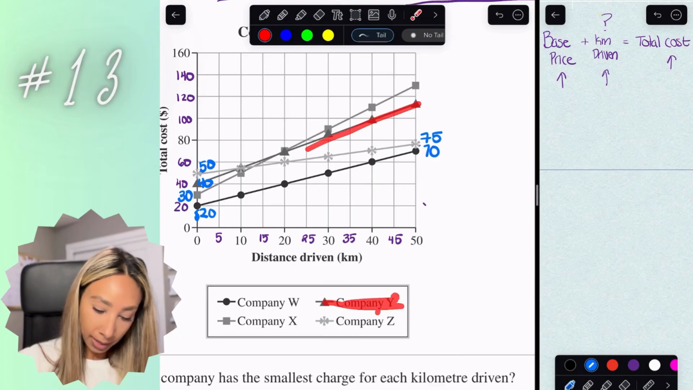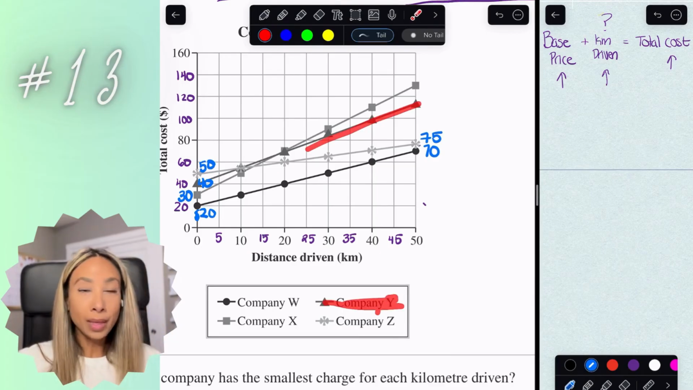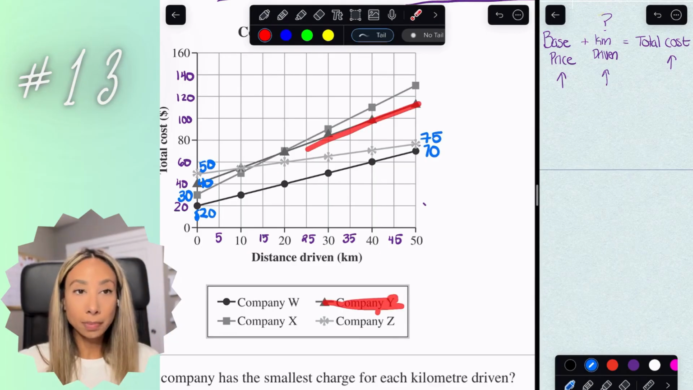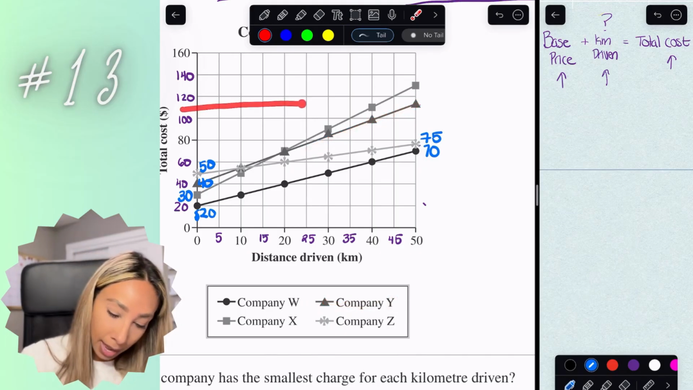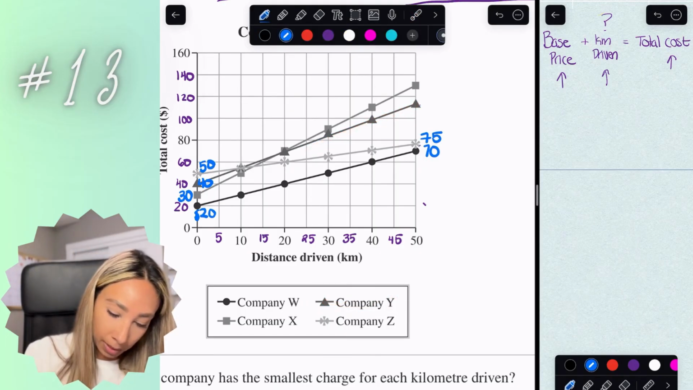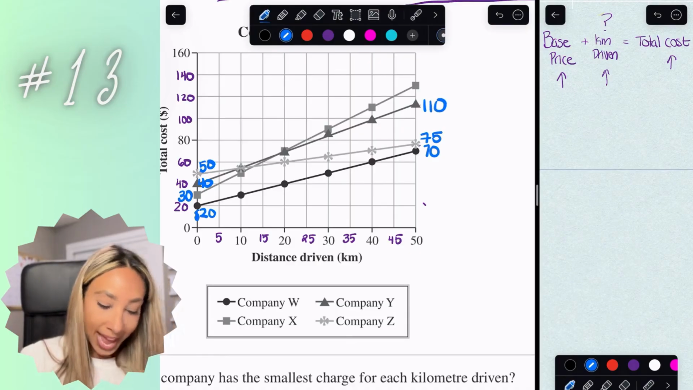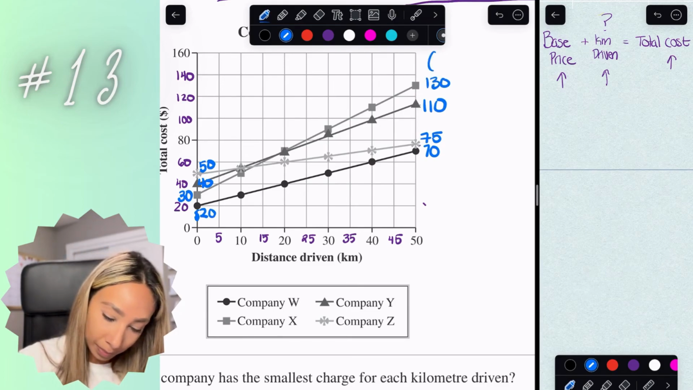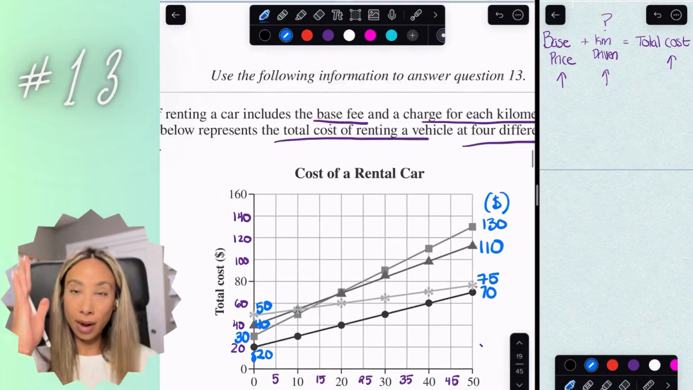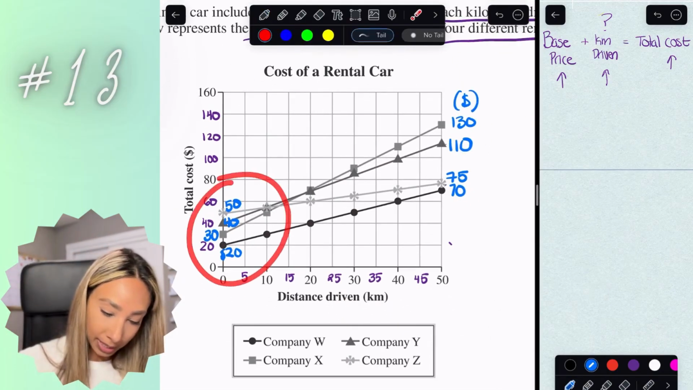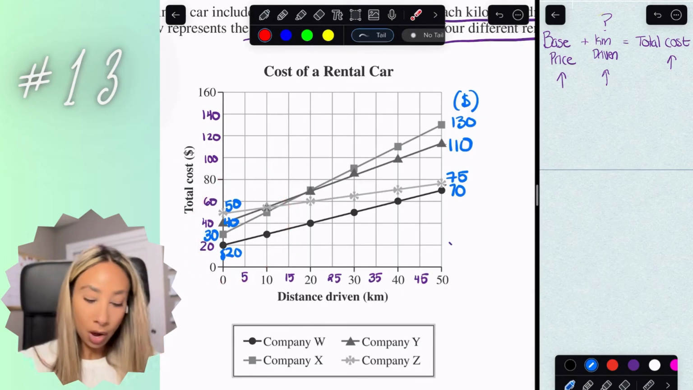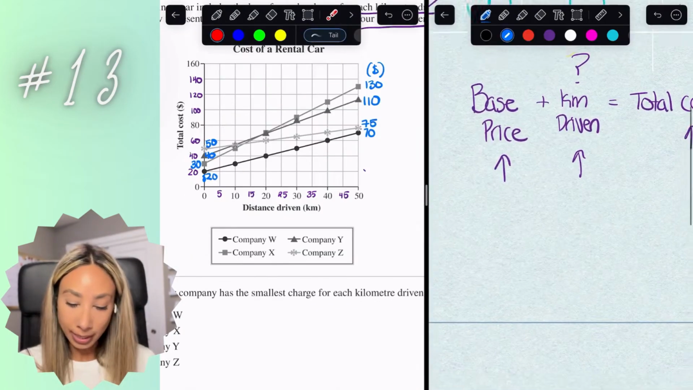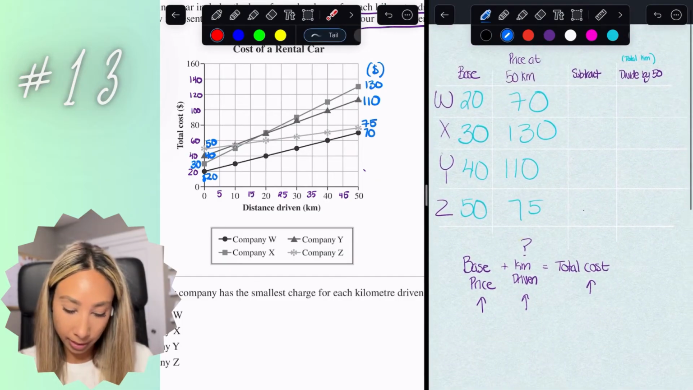And then finally, company Y, that one's sitting quite high. So company Y to me looks about 110. And we can see that it's sitting right in the middle of 100 and 120. So that's about 110. And then finally, our last one looks like it's sitting at about 130. So that's our cost. These are all the dollar amounts. I'm reading that on the y-axis, and these numbers here are the base price. So what I did is I put that in a chart here. So let me show you that chart.